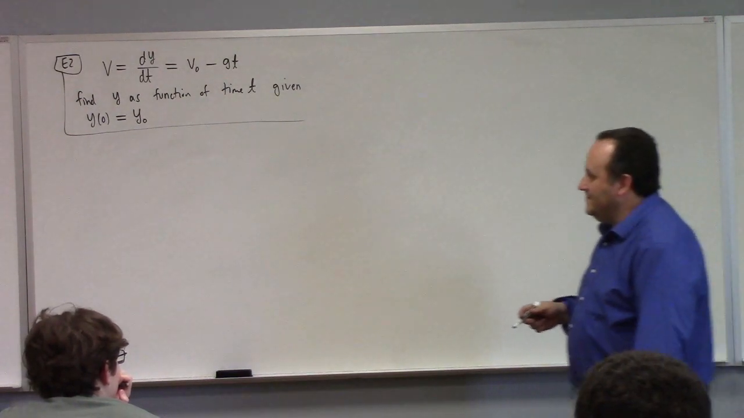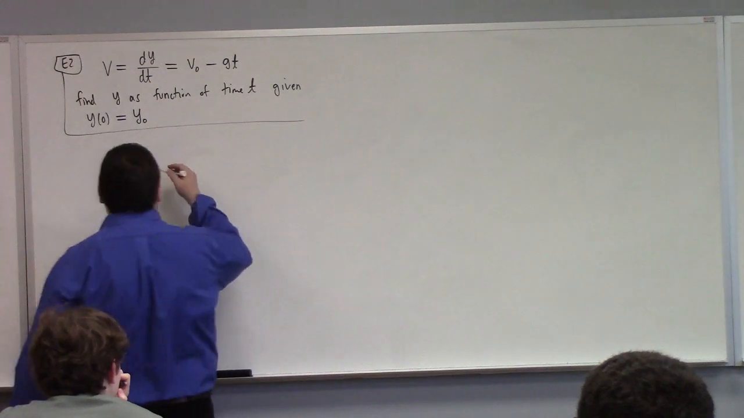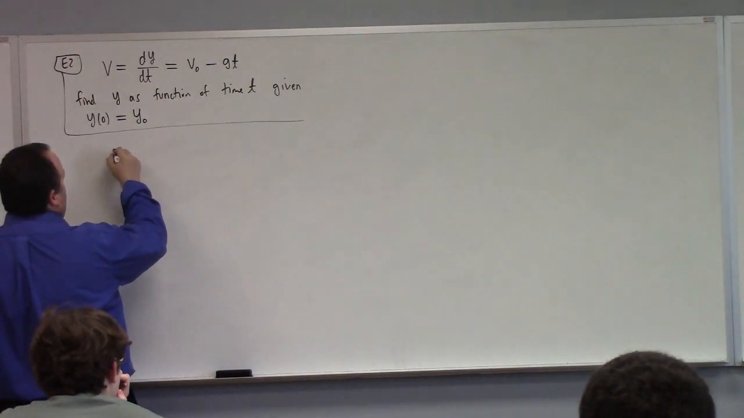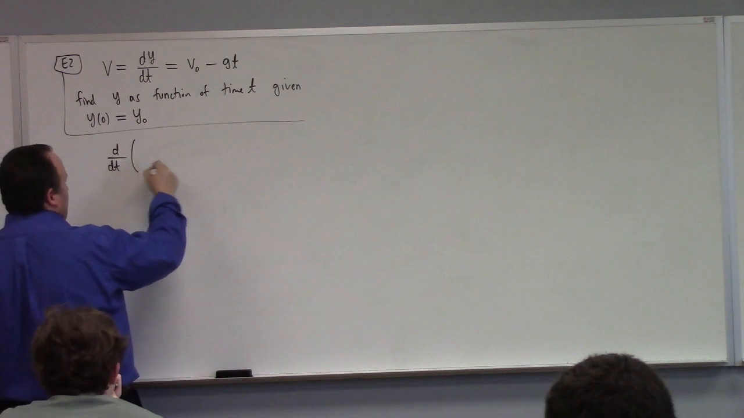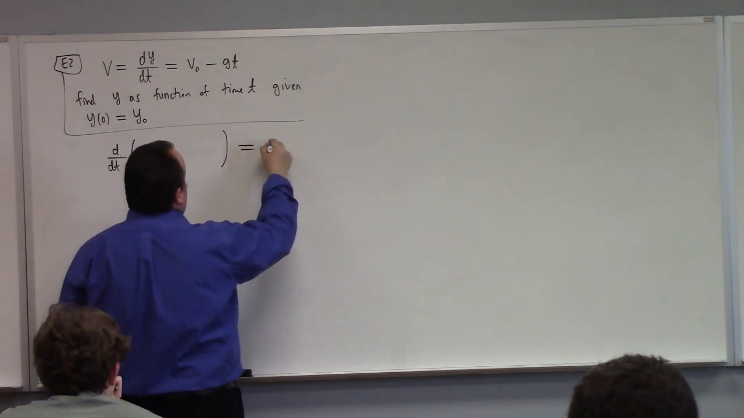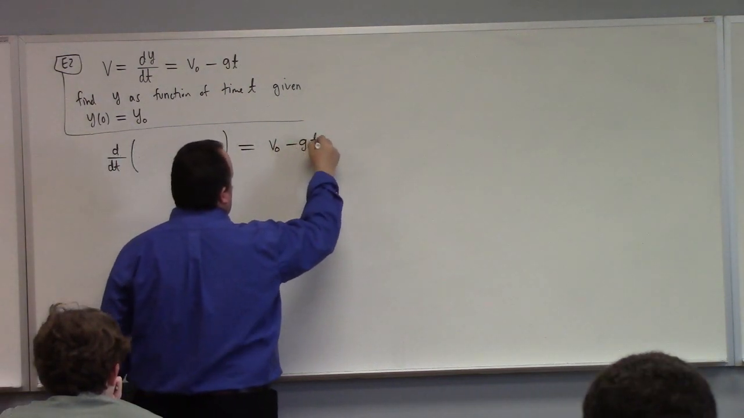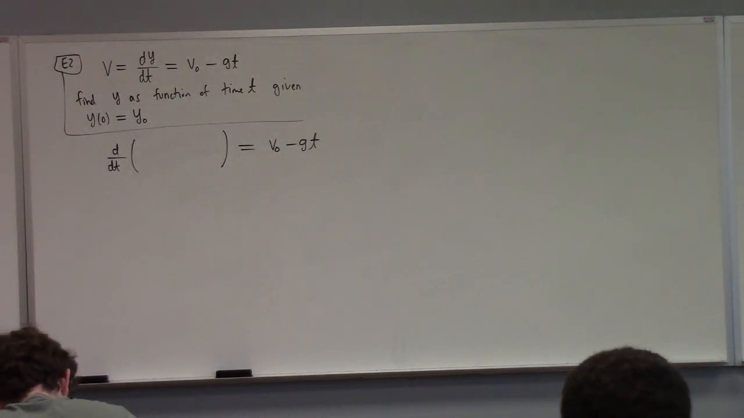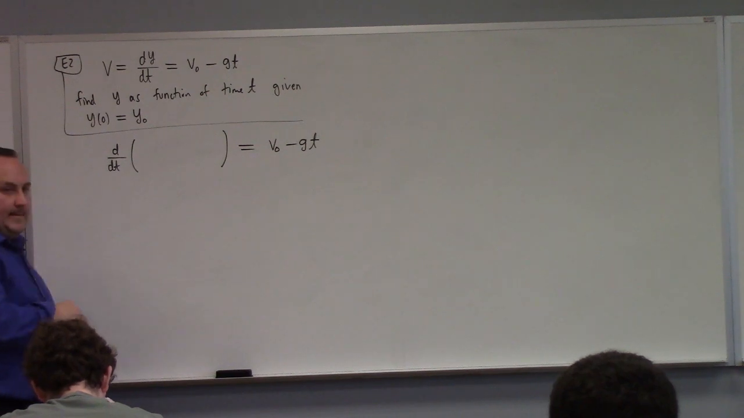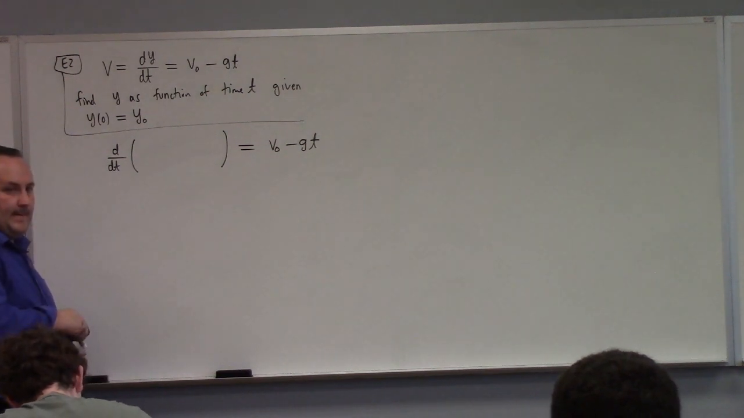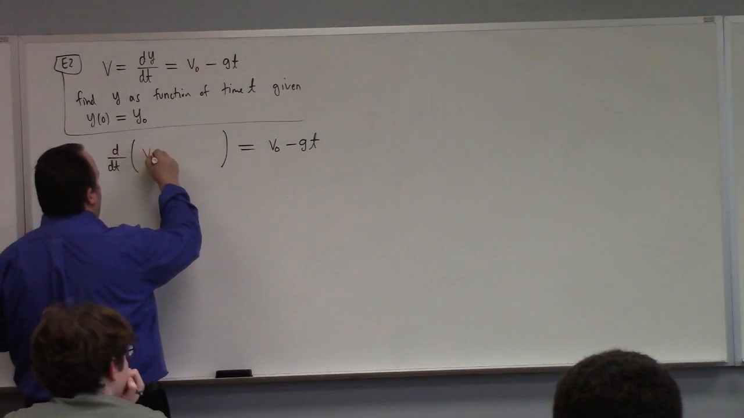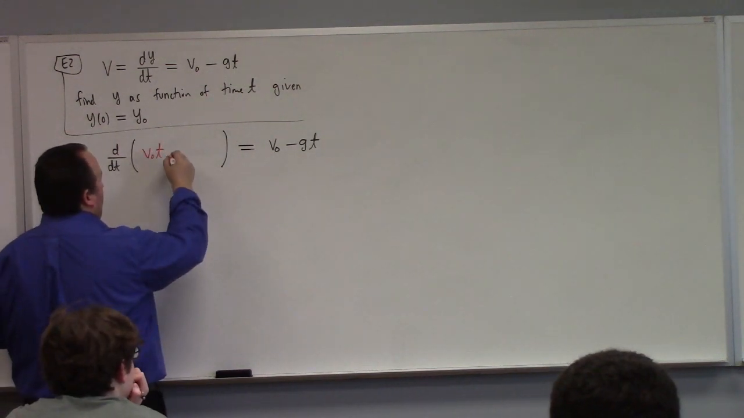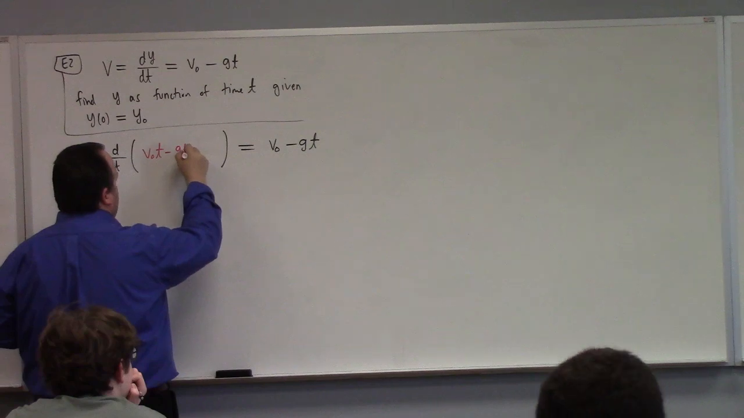All right, so you guys help me out. So we want d/dt of something to be equal to v naught minus gt, right? What should I fill in the blank? What can I differentiate and get back to v naught minus gt? What should I put there? Minus gt squared. Excellent guess.